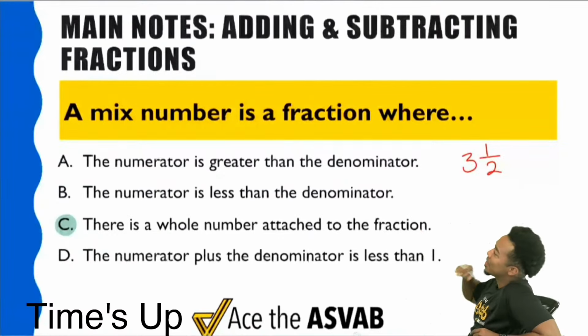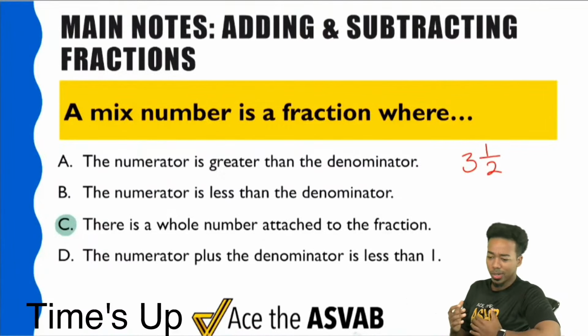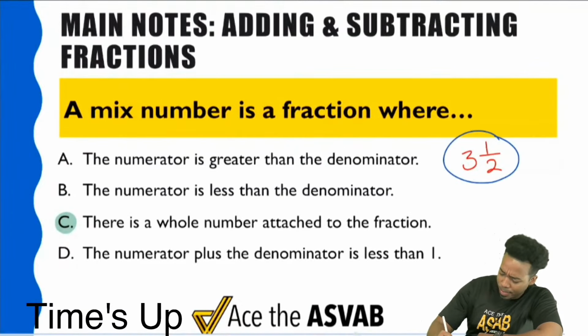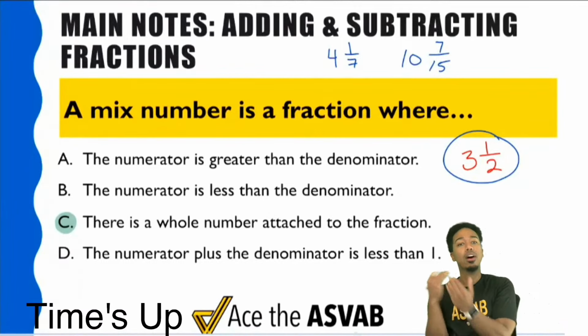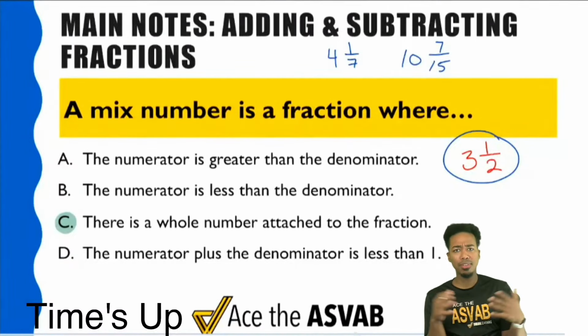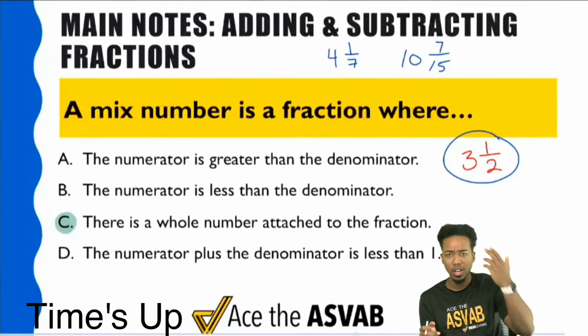A mixed number is basically a whole number and a fraction next to it. So this is pretty straightforward. If we have 3 1/2, 4 1/7, 10 and 7/15, all of these are mixed numbers. You're just mixing a whole number and a fraction together. Just know that the fraction has to be a proper fraction. You can't say 2 5/2. That just doesn't make sense to me in terms of readability, being able to read it and understand what it looks like.